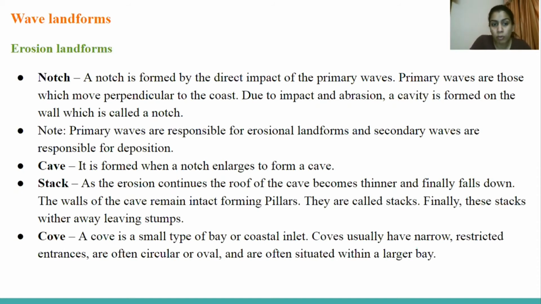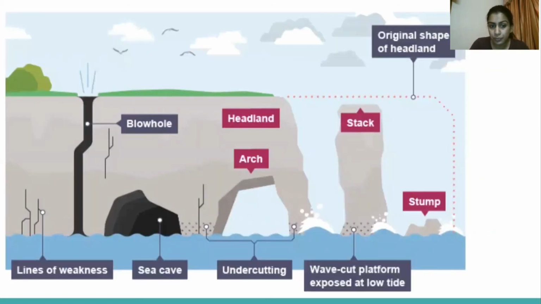Cave. It is formed when a nosh enlarges to form a cave. Stack. As the erosion continues, the roof of the cave becomes thinner and finally falls down. The walls of the cave remain intact, forming pillars. They are called stacks. Finally, these stacks wither away, leaving stumps. Cove. A cove is a small type of bay or coastal inlet. Coves usually have narrow, restricted entrances or are often circular or oval and are often situated within a large bay. So for the reference, see the picture.